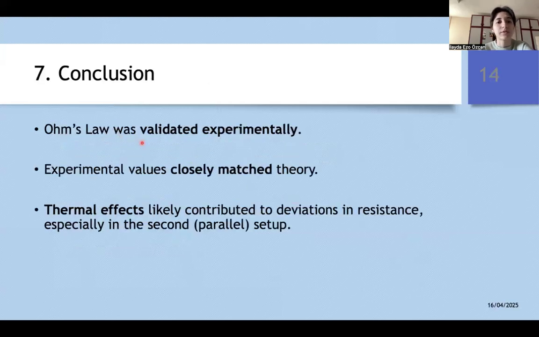So in conclusion, Ohm's law was validated experimentally because our experimental values closely matched the theory, and we also saw that thermal effects, the heating of resistors, contribute to deviations in resistance. And these thermal effects were higher in the second, parallel setup.